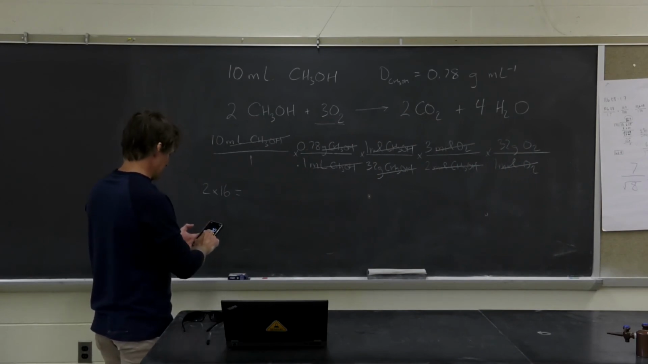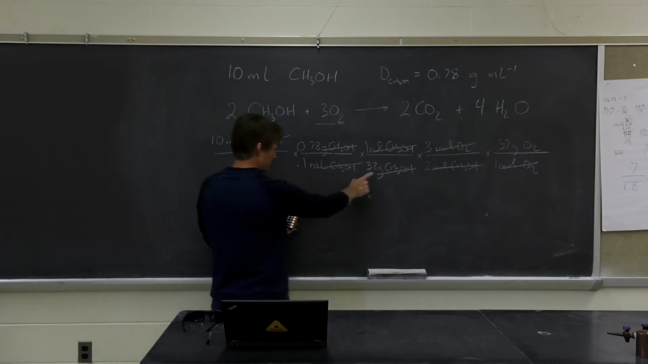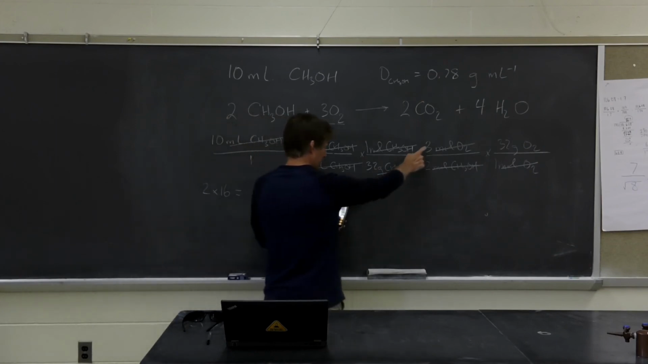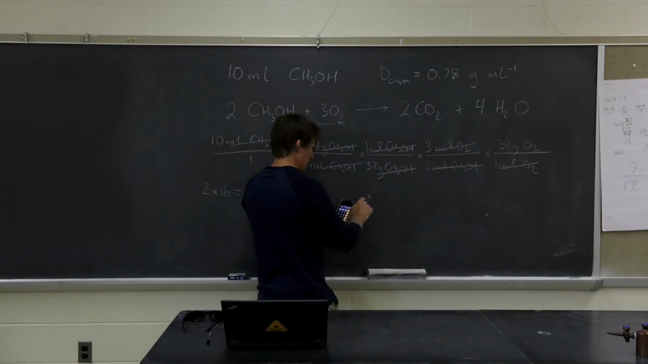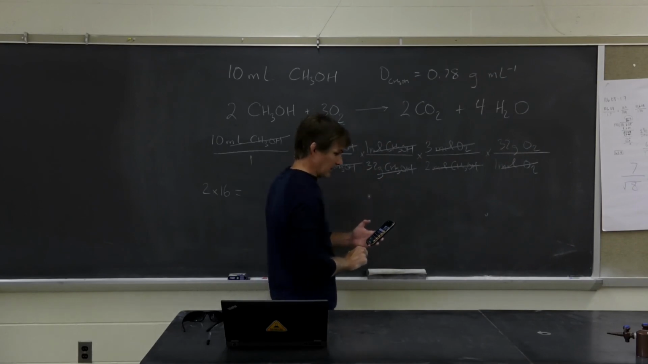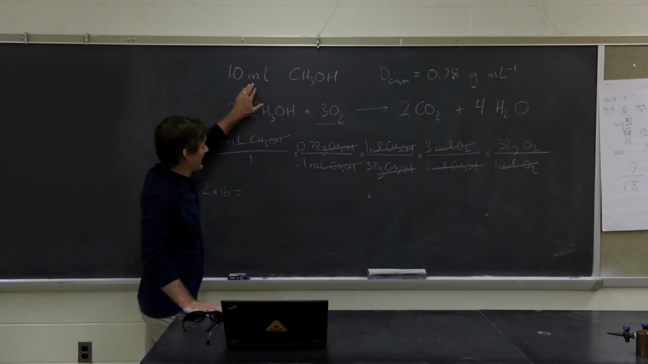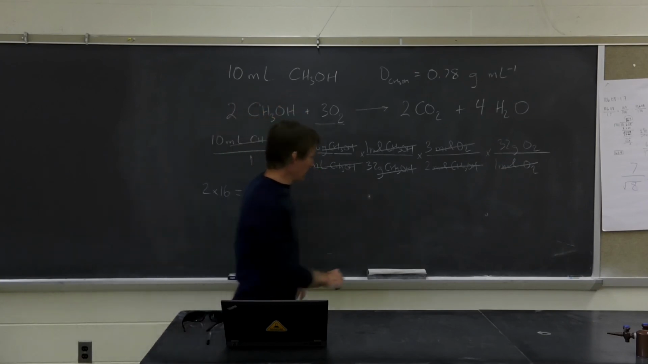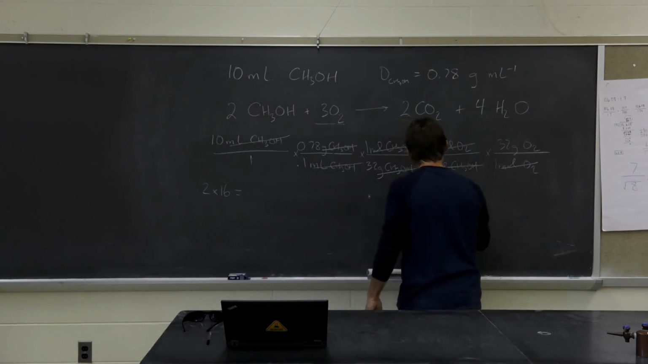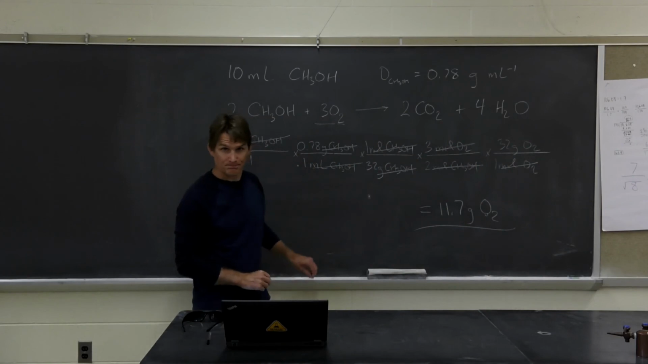10 times 0.78, divide by 32, times 3, divide by 2, times 32. 11.7 grams. So we just figured out if we burn 10 milliliters of methanol, we are going to need at least 11.7 grams of oxygen.